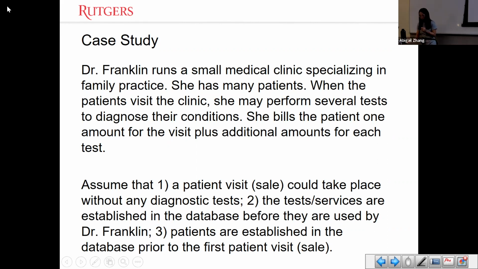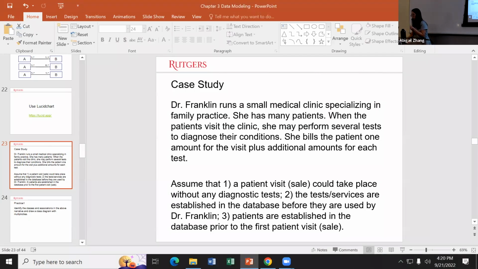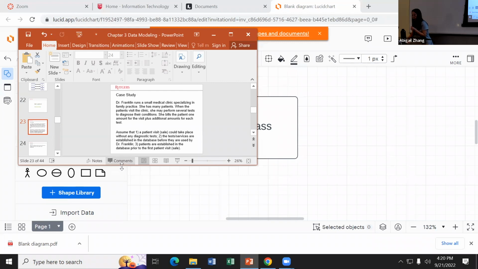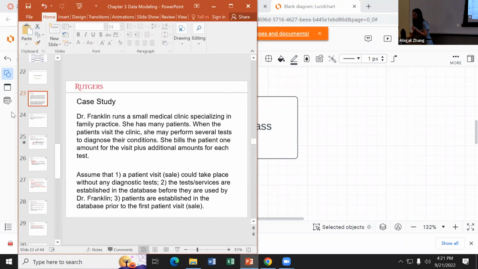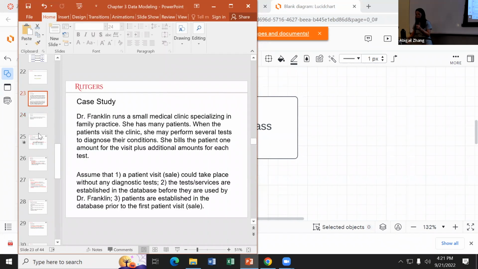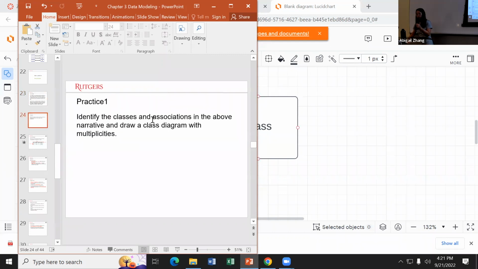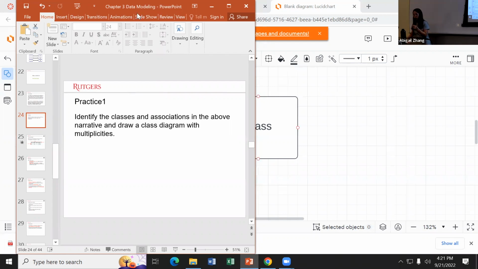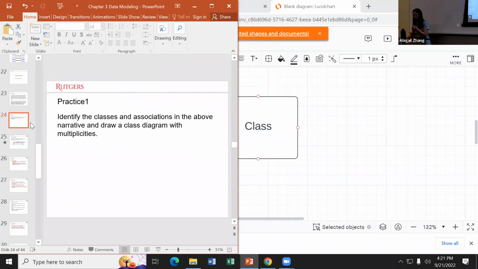Now, I will put this case study on one side of the screen and have Lucidchart on the other side so that we can look at the case while we are doing the practice. So the first practice is: based on the description that we have, together with the assumptions, let's identify the classes or entities and their associations. And we want to identify the multiplicities. Okay, so you can think about this while I am making the screen more workable.